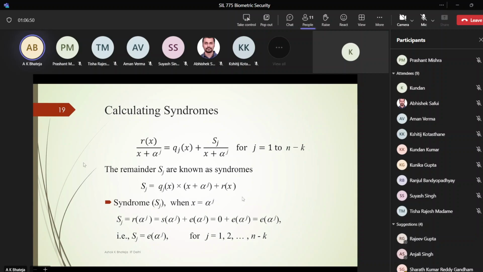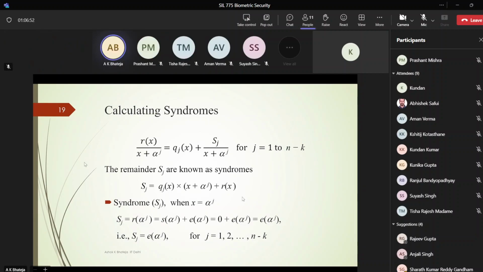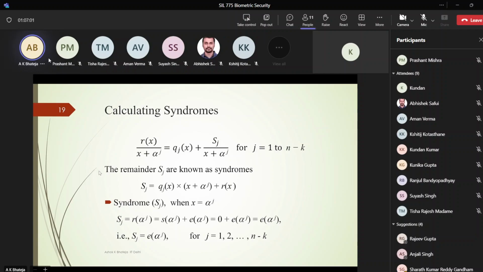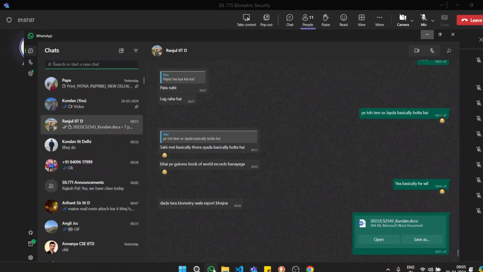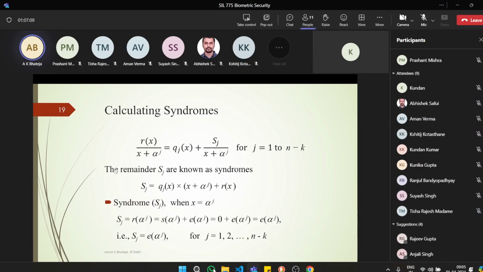You can find the value of the polynomial R(x) for each root of the polynomial g(x). It is equal to S of alpha to the power j plus E of alpha to the power j, because R(x) is equal to S(x) plus E(x). So S_j is equal to R of alpha to the power j, which is equal to S of alpha to the power j.